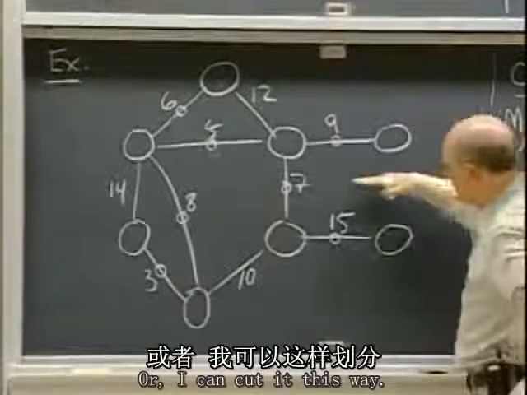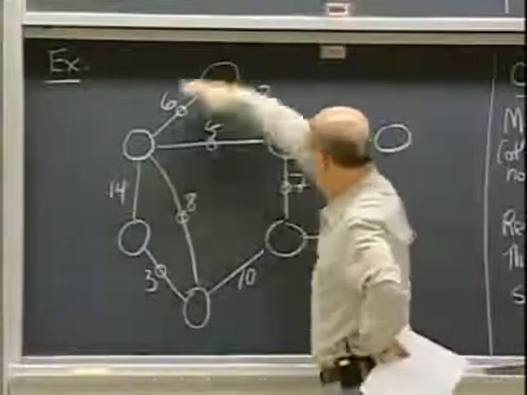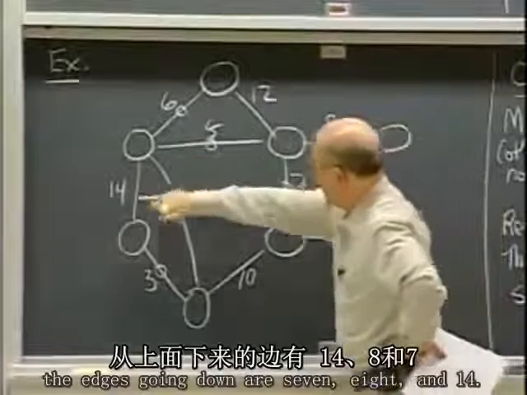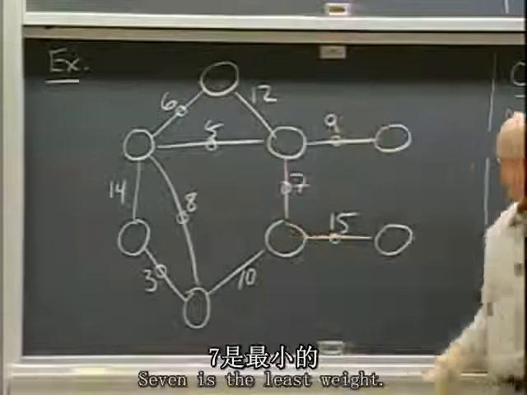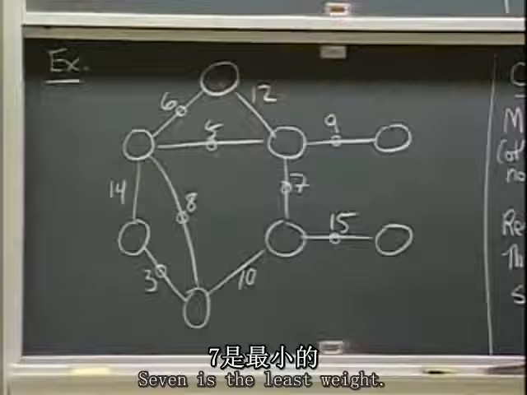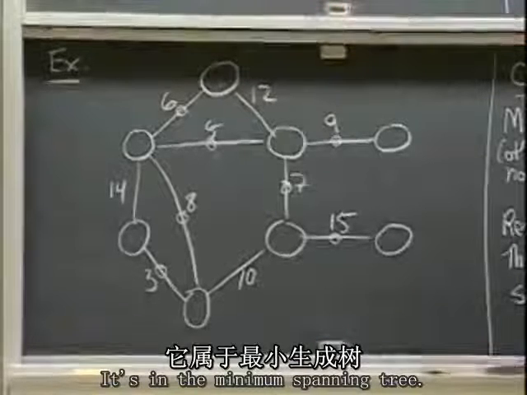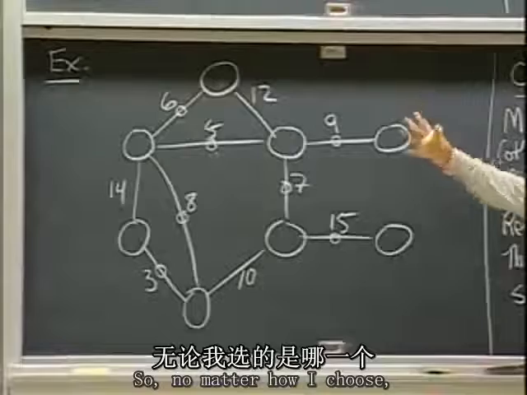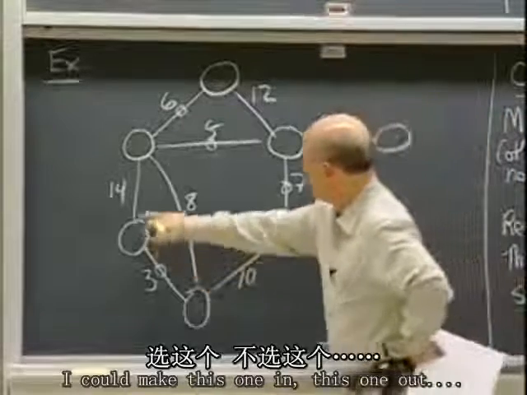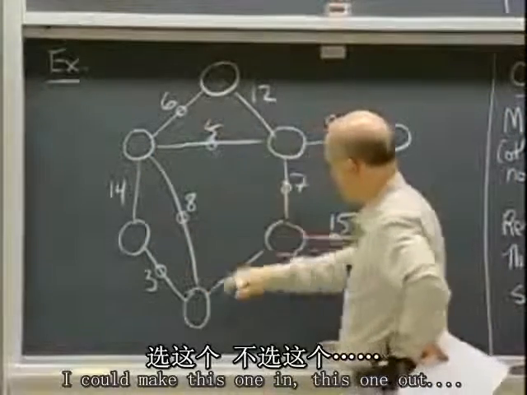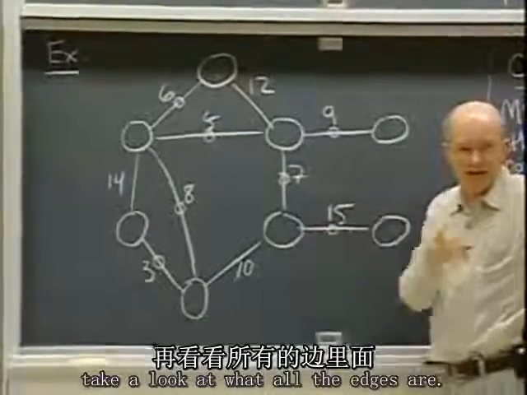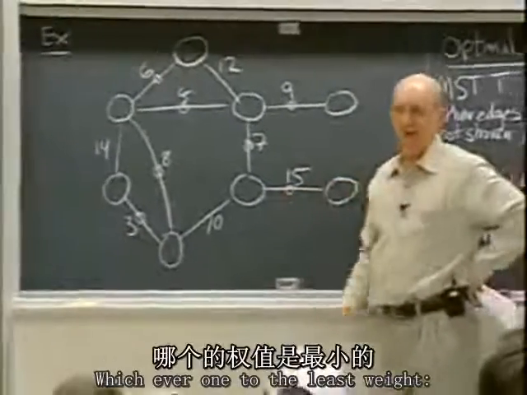Okay, or I can cut it this way. Okay, the edges going down are 7, 8, and 14. 7 is the least weight. It's in the minimum spanning tree. Okay? So no matter how I choose, I could make this one in, this one out, this one in, this one out. Take a look at what all the edges are. Whichever one's the least weight, it's in the minimum spanning tree.